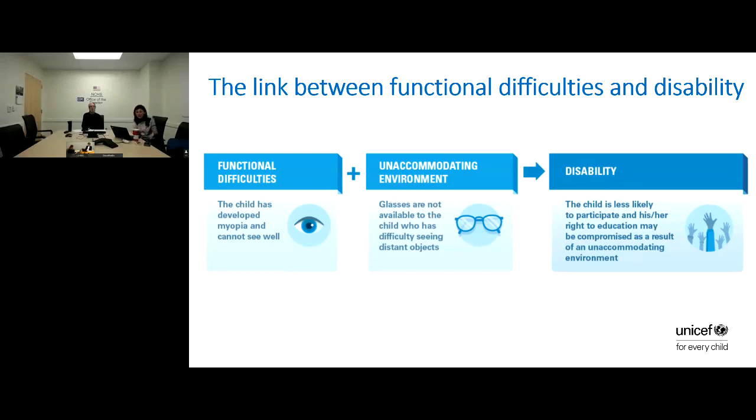Obviously, in an accommodating environment, a child who has difficulty seeing can be helped by glasses, and provided that the glasses are made available to him or her, this child can possibly participate in school activities and therefore enjoy his or her right to education. Now, going to the next slide.